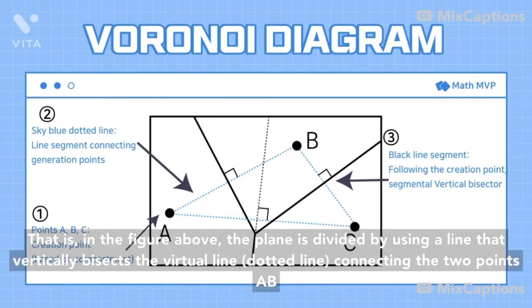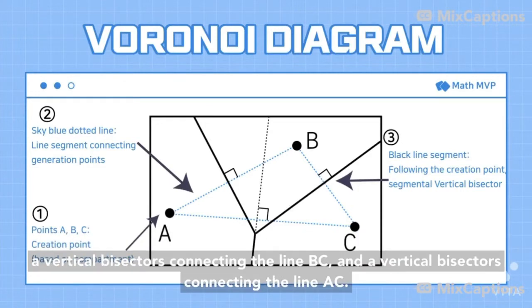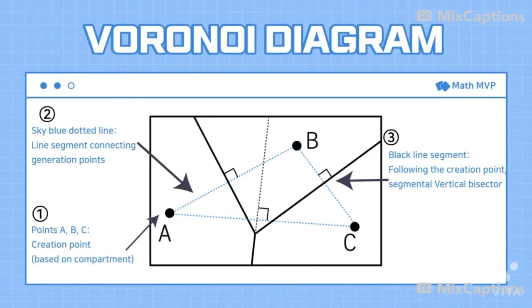That is, in the figure above, the plane is divided using a line that vertically bisects the imaginary line connecting the 2 points AB, a vertical bisector connecting the line BC, and a vertical bisector connecting the line AC.